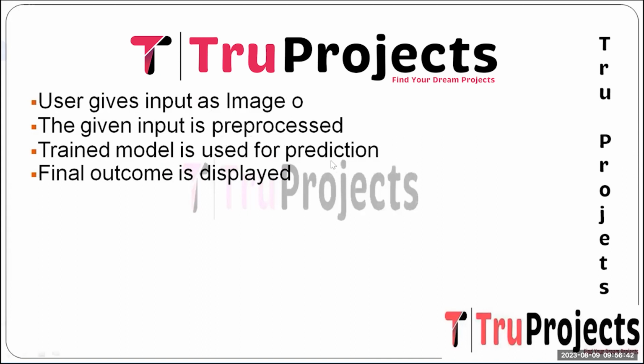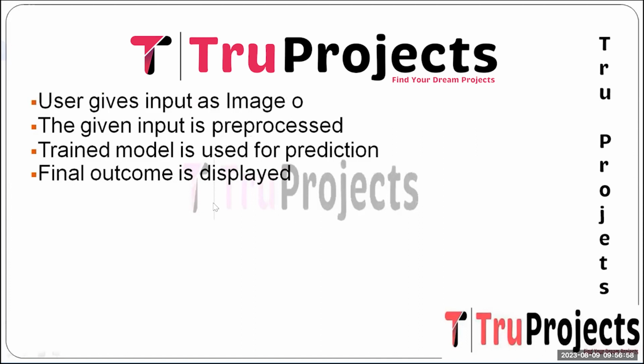And the next step is the trained model is used for the prediction. The pre-processed input image is fed into the trained detection model for the inference. This model identifies and localizes the objects or the features relevant to the forensic analysis.